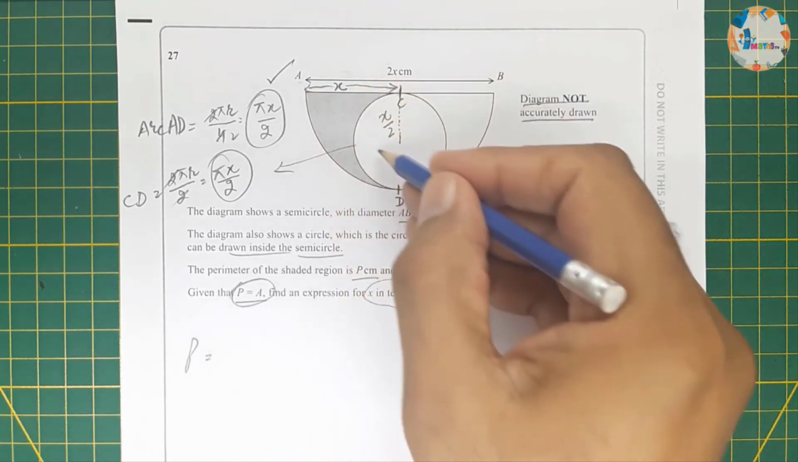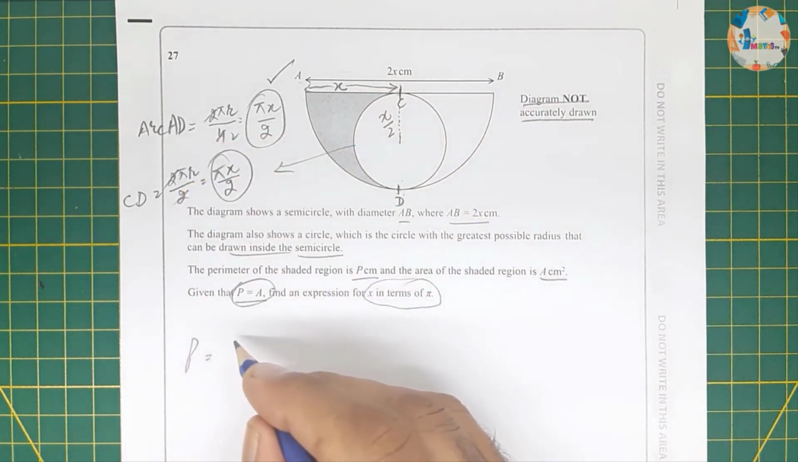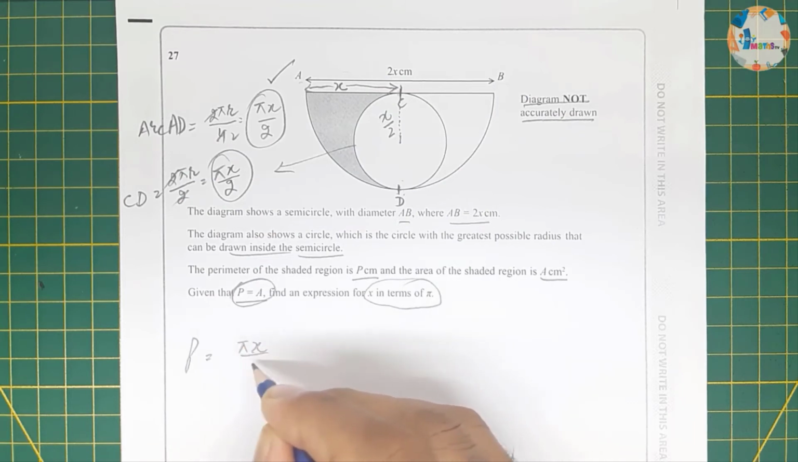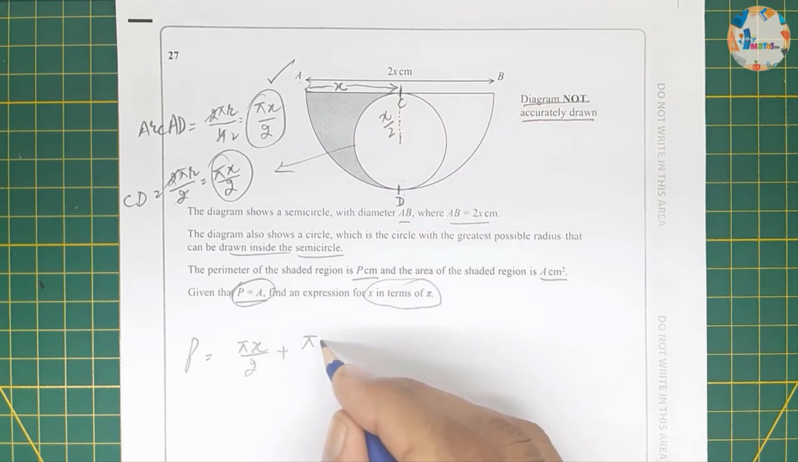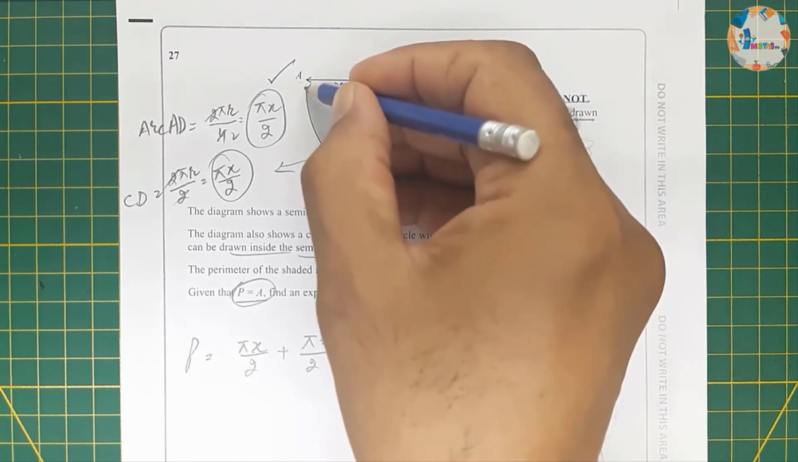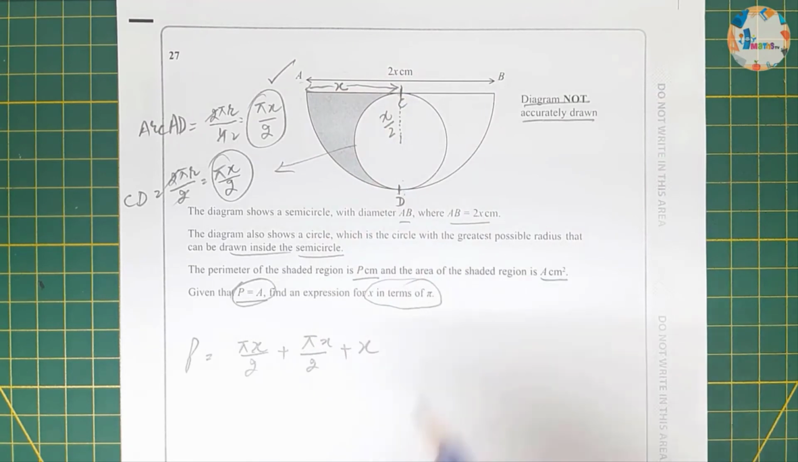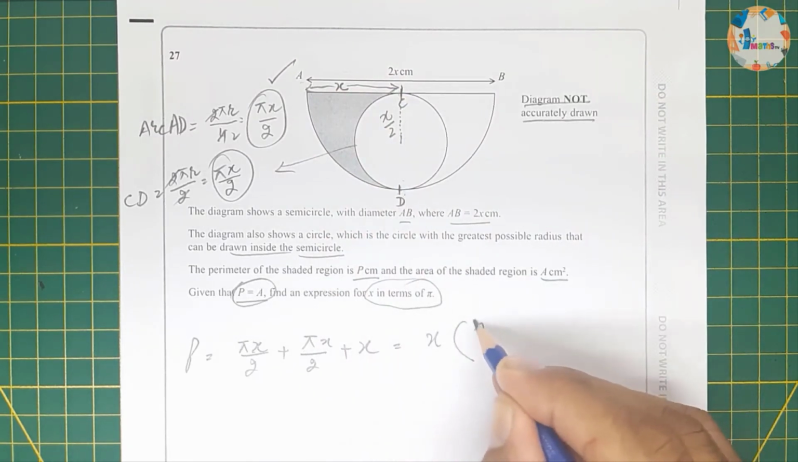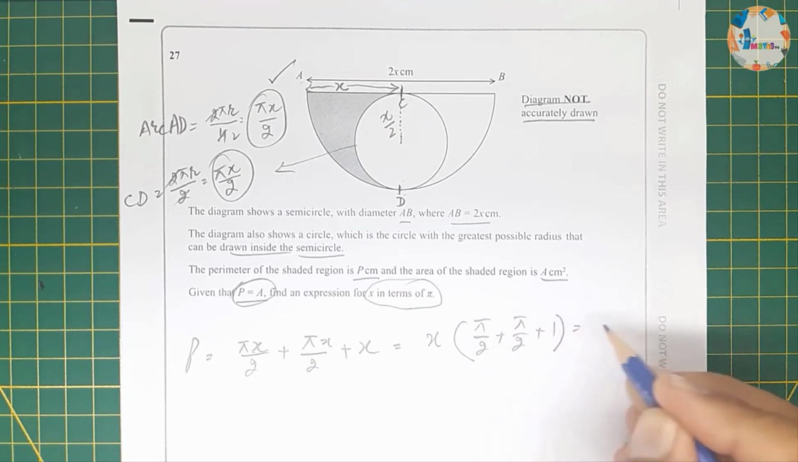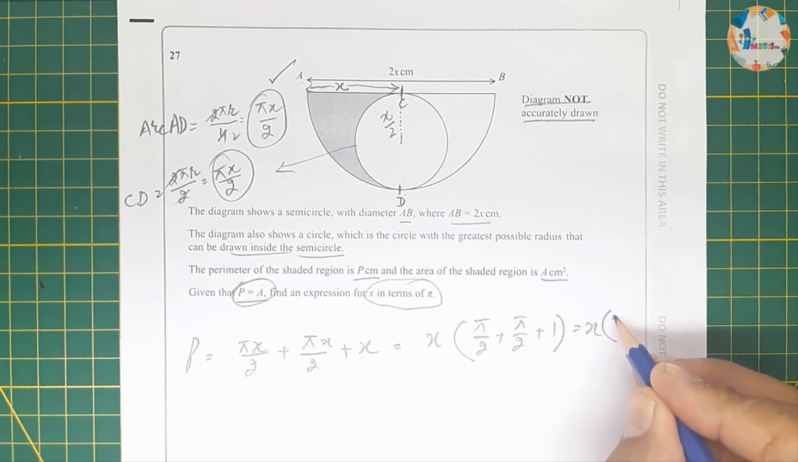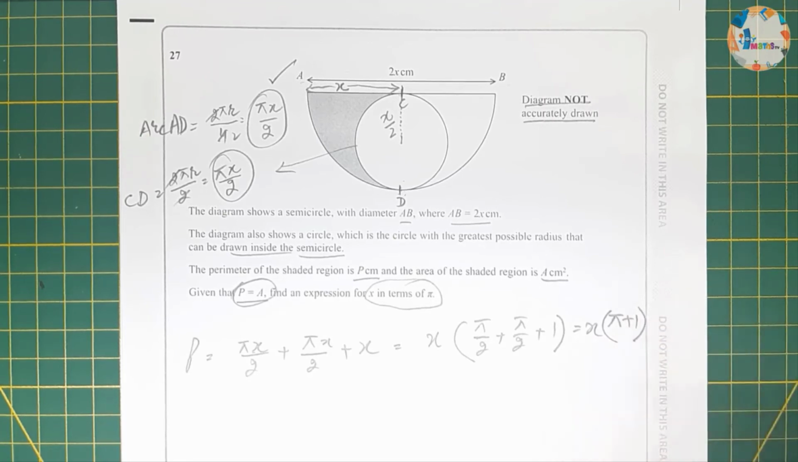Now perimeter for this shaded region will be equal to arc AD, which is pi x by 2, plus pi x by 2 again, which is this inner arc, so pi x by 2 plus this length, which is x. So this will be the perimeter. We can take x common. So inside will be pi by 2 plus pi by 2 plus 1. So this will be equal to x into pi plus 1. This will be the perimeter.